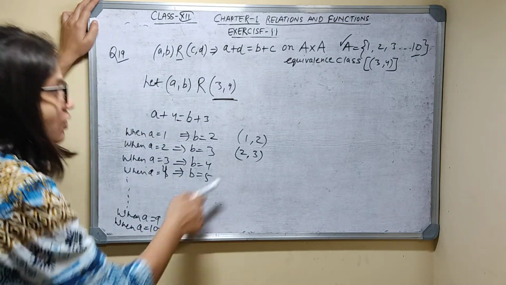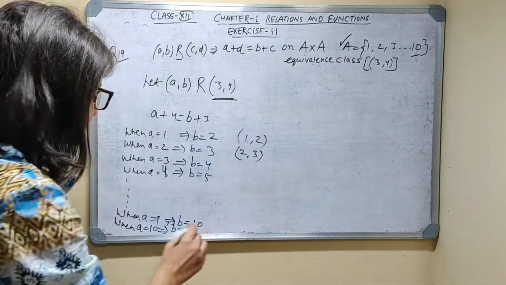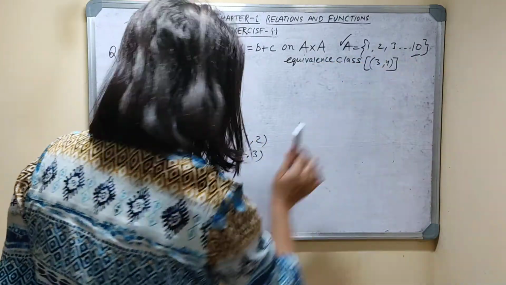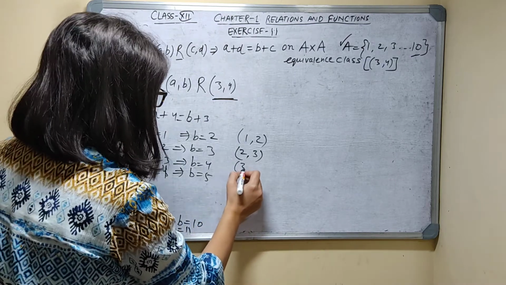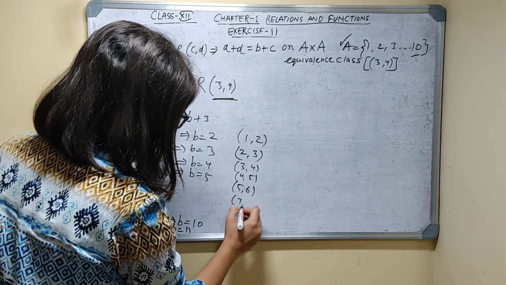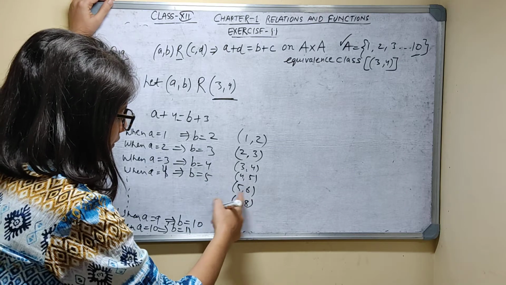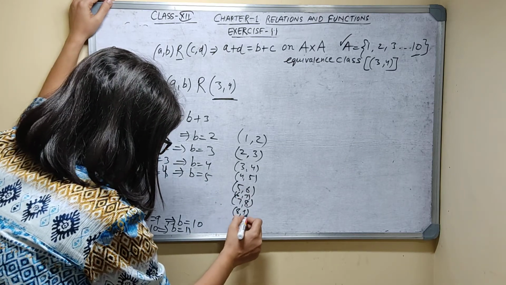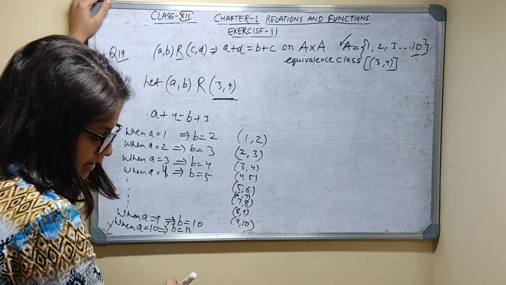But A and B both should belong to this set. B is equal to 11 is not there. It's only till 10. So I can take this condition only till 9. So the pairs are (1, 2), (2, 3), (3, 4), (4, 5), (5, 6), (6, 7), (7, 8), (8, 9), (9, 10). (10, 11) I can't write.